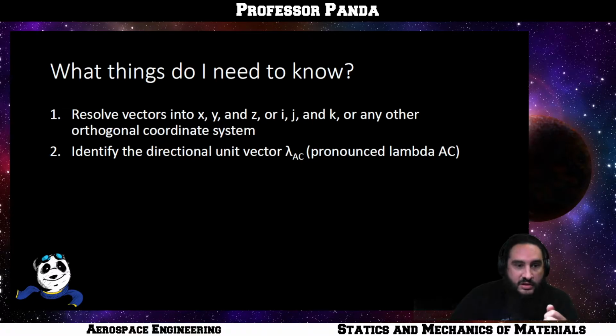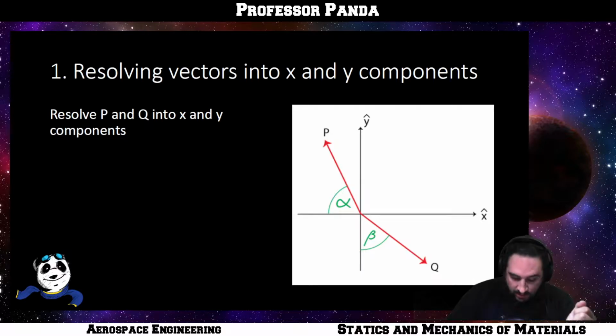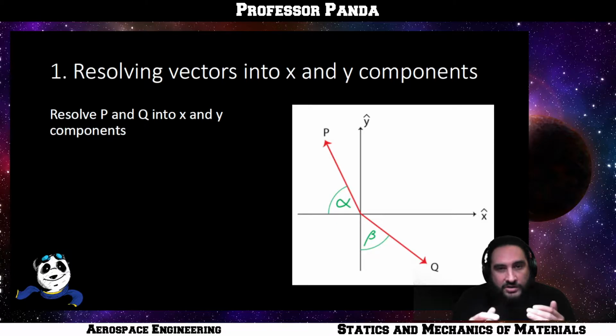Okay, so let's get into the first problem we need to solve today, and I'm really big on RTQ and ATQ: read the question, answer the question. Later on, we can get bogged down in solving all these intricate things that we don't need to solve. Right now, we just want to read the question, answer the question, move on, and save our time for other problems. So, first of all, we need to resolve vectors into x and y components. The problem statement says resolve P and Q into x and y components.